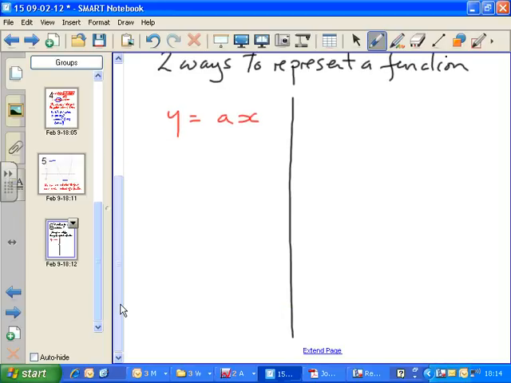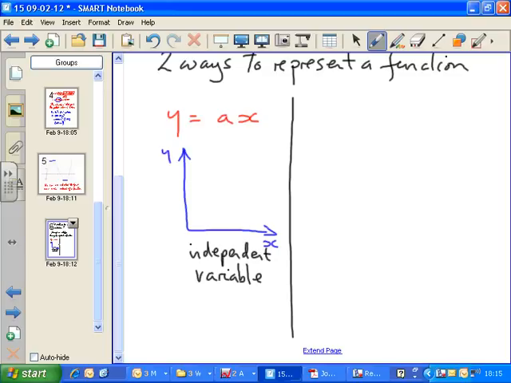So if I plotted a graph of this, I would have, as you know, y on the vertical axis and x on the horizontal axis. So that's how I'd represent the function if I was going to plot a graph. What we always put on the x-axis is what's called the independent variable. So x is the independent variable, and y is the dependent variable, because it depends on x.